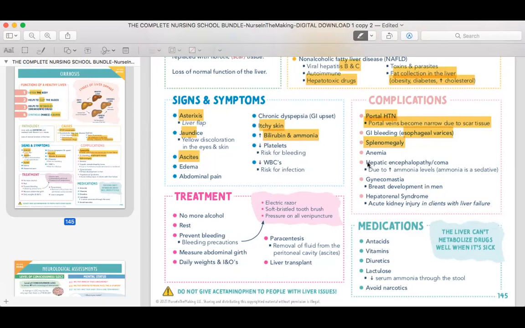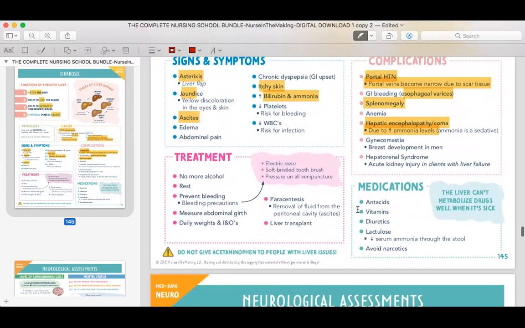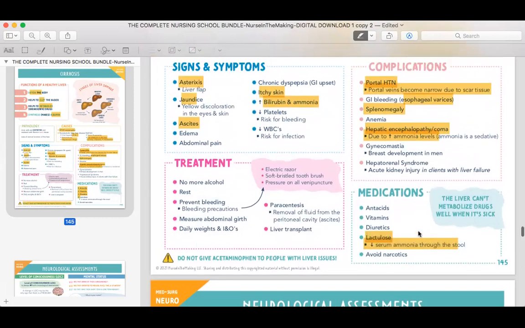So hepatic encephalopathy, because of the increase in ammonia levels, that's why we give them lactulose. Let me see those medications, lactulose. You have to know this medication for the liver, especially because they're going to have increased ammonia levels. It's going to give them this confusion onset.